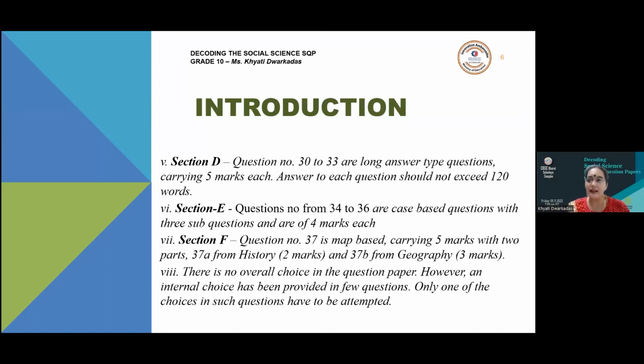Further on, they add on to say there is no overall choice in the question paper, but an internal choice has been provided in a few questions. Wherever there is a choice provided, only one of the options needs to be attempted. So we need to keep that in mind. We need to instruct our student fraternity at the same time.